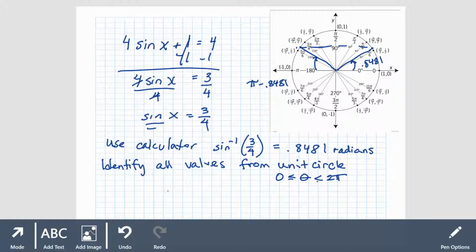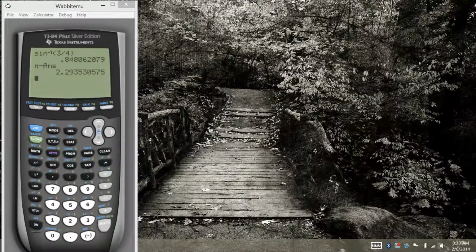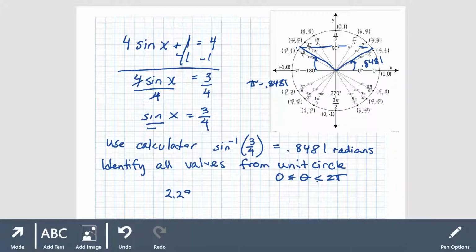2.2935 radians. So what I have here is 2 different solutions on the unit circle. And that's always going to happen, that we're going to have 2 values within this that we end up with.